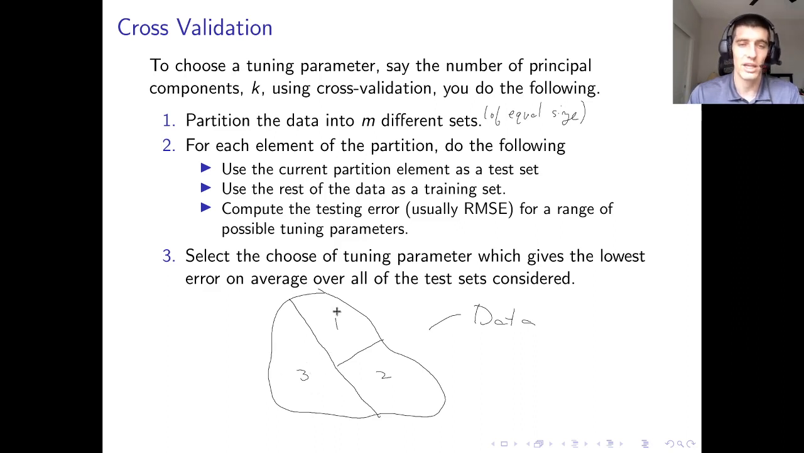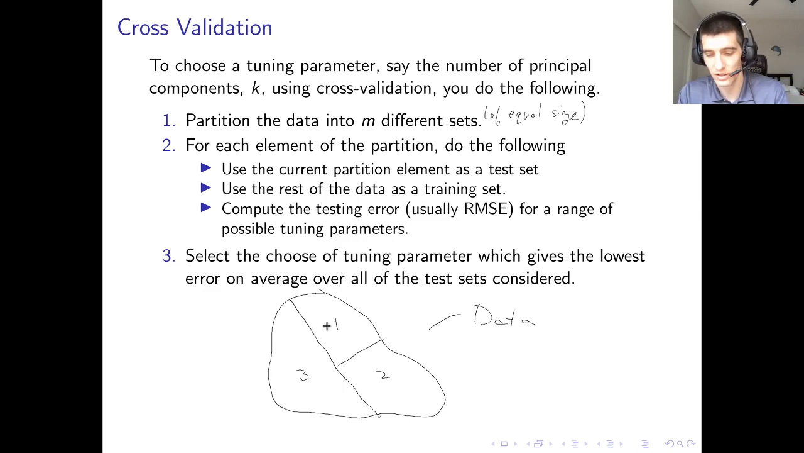This is going to be my testing set. These 2 combined are going to be my training set. And I'm going to compute the testing error for a range of possible tuning parameters. Okay? And then I select the tuning parameter which has the best testing error. Again, we're going to be using RMSE primarily overall. So I'm going to have considered a range of tuning parameters for different testing sets. They're all going to have an average performance over all of these different splits here, and that's going to be my best. That's what I'm going to choose according to cross-validation.